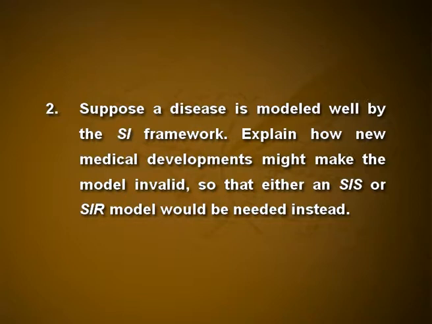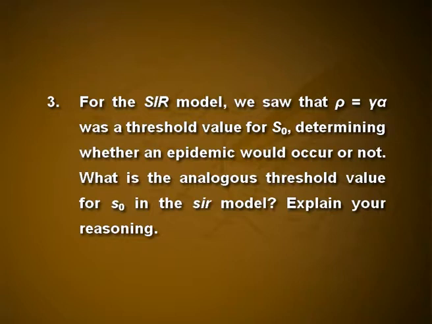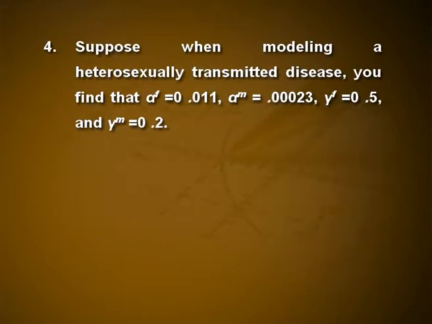Explain how new medical developments might make the model invalid so that either an SIS or SIR model would be needed instead. Third problem: for the SIR model, we saw that rho is equal to gamma by alpha was a threshold value for S naught, determining whether an epidemic would occur or not. What is the analogous threshold value for small s naught in the small SIR model? Explain your reasoning.